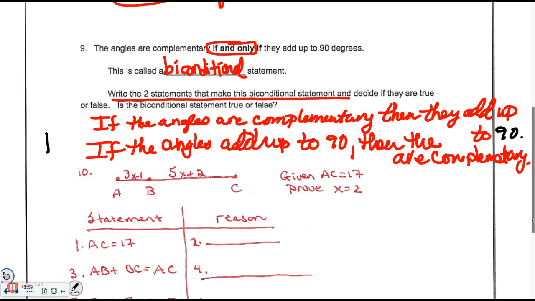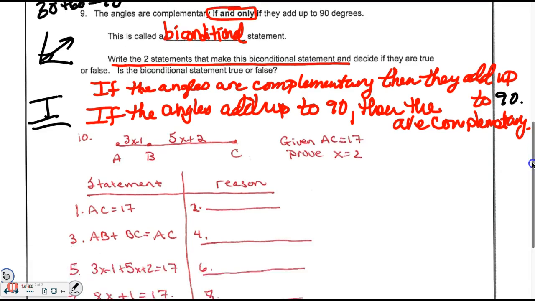This is true. It's the definition of complementary angles. If the angles are complementary, I know they have to add up to 90 degrees. And likewise, if I know two angles add up to 90 degrees, I get to call them complementary angles. So it works both ways.